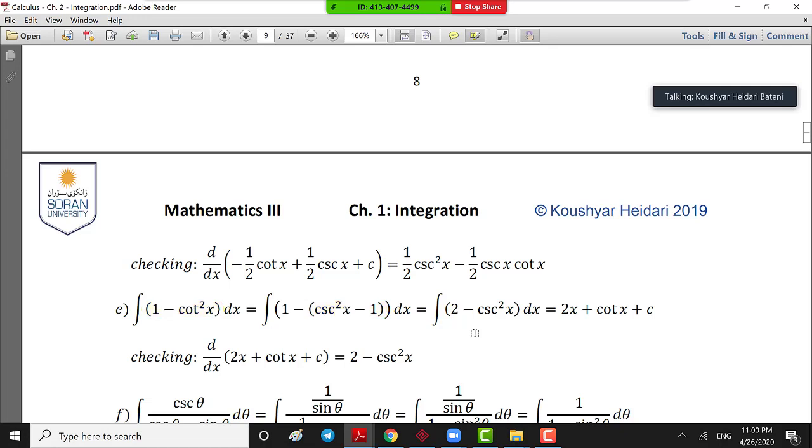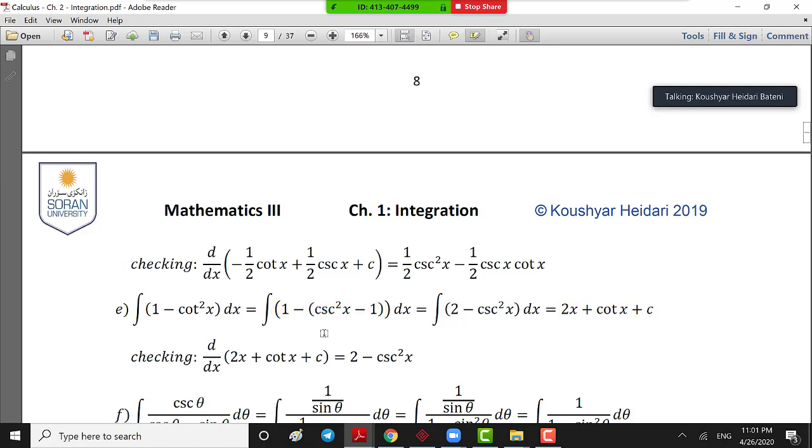Now, if you use this identity to solve this integral, what are you going to get? 1 minus cosecant squared minus 1, which would be the integration of 2 minus cosecant squared. And for cosecant squared, we have something in that antiderivatives table, and it is minus cotangent, right? So the result of this integration would be 2x minus cotangent of x, which is plus cotangent of x, and don't forget the undetermined constant.